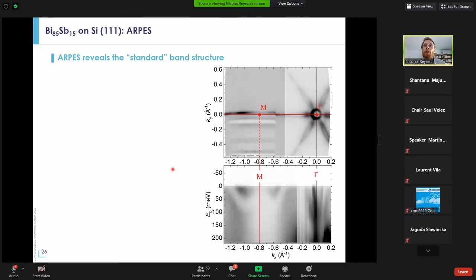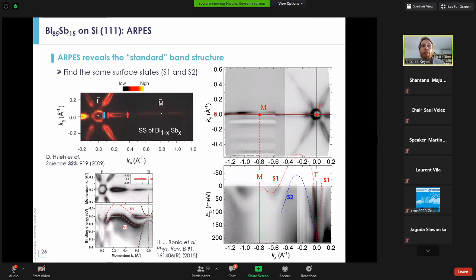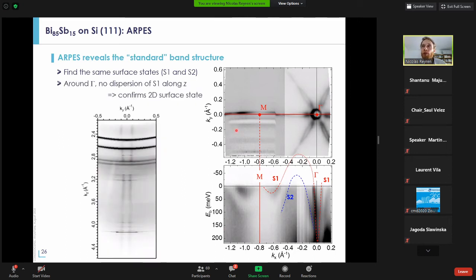ARPES now reveals that we have the surface states that we expect. We find the same surface state as in bulk or in other film studies, with a surface state here and another one here. Okay. Now we could also confirm that around the gamma point, these surface states are indeed two-dimensional because they do not disperse in Z. This is possible thanks to the fact that in the synchrotron we can change the energy of the incoming light.